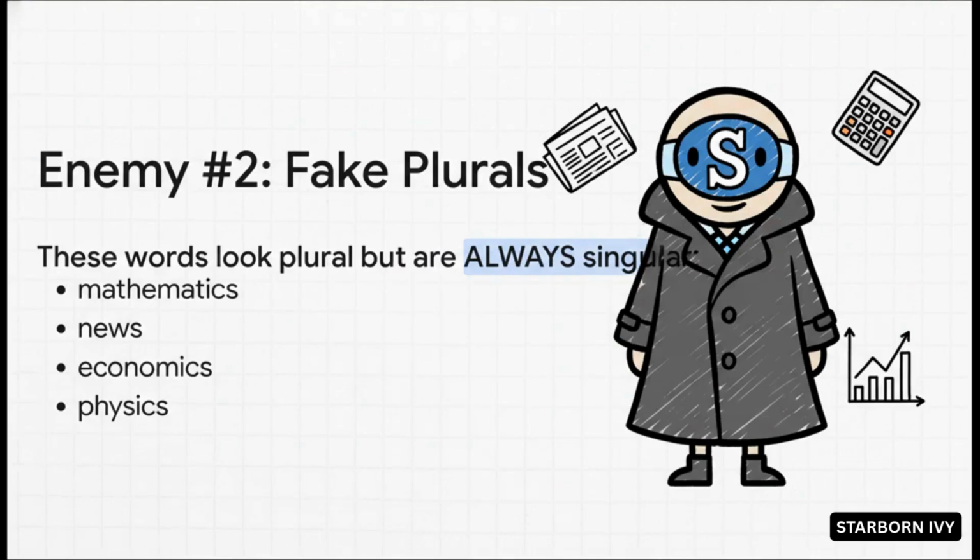All right, next up we have the imposters. These are words that look totally plural but are actually singular. The SAT absolutely loves to use words like mathematics, news, economics, and physics. They end in S, so your brain immediately wants to pair them with a plural verb. Don't fall for it. These words are always singular.